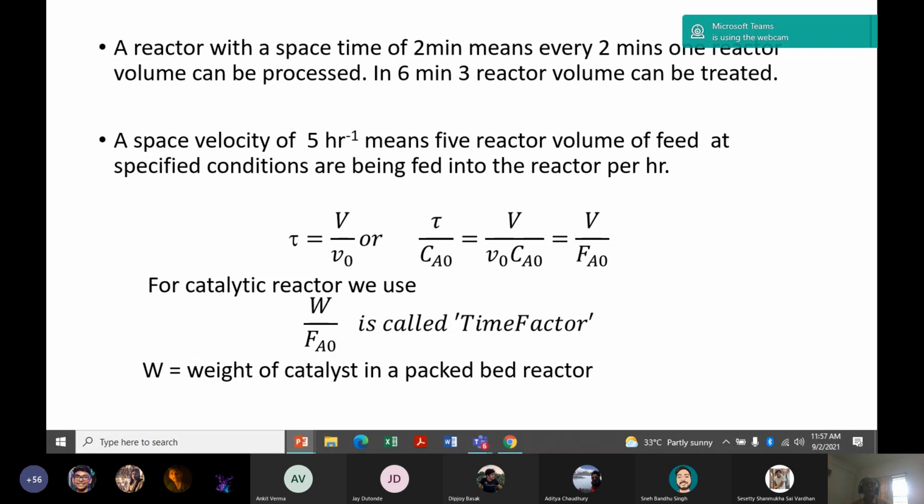So tau by Ca0 is also equal to V by Fa0, because tau is V by V0. So we can write V by Fa0 is equal to tau. Why have I written it in this form? Because in a catalytic reactor, we never use space time like V by V0. Reactor size is always expressed in terms of catalyst weight for solid catalytic reactions. In catalytic reactors, we use W by Fa0. It is called time factor. And what is W? This is the weight of catalyst in a packed bed reactor.